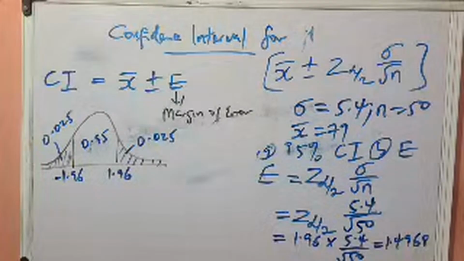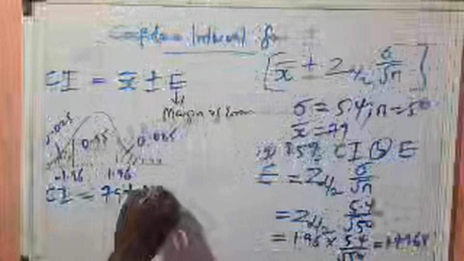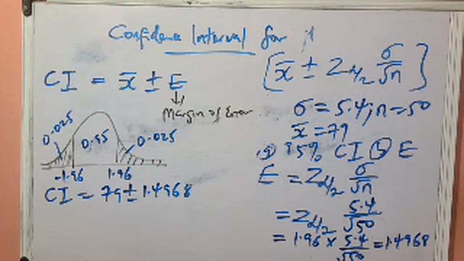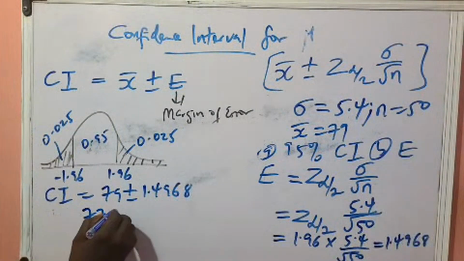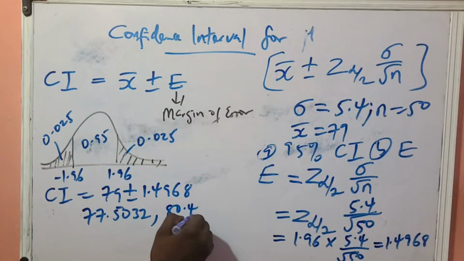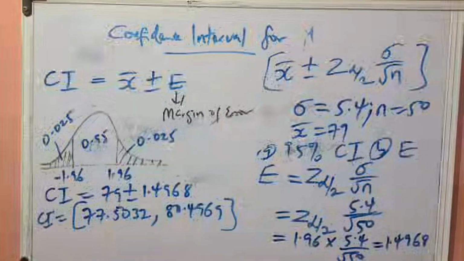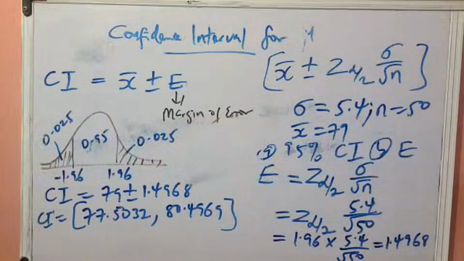Now let's try and construct the confidence interval. The confidence interval is quite simple. Nothing so much to do. The confidence interval, as I wrote right here, will be X bar. We're given the X bar to be 79. That will be 79 plus or minus the margin of error, which was 1.4968. Now, if you go on to solve this, you should get a value of 77.5032 and 80.4969. So this right here is the confidence interval for your population mean.